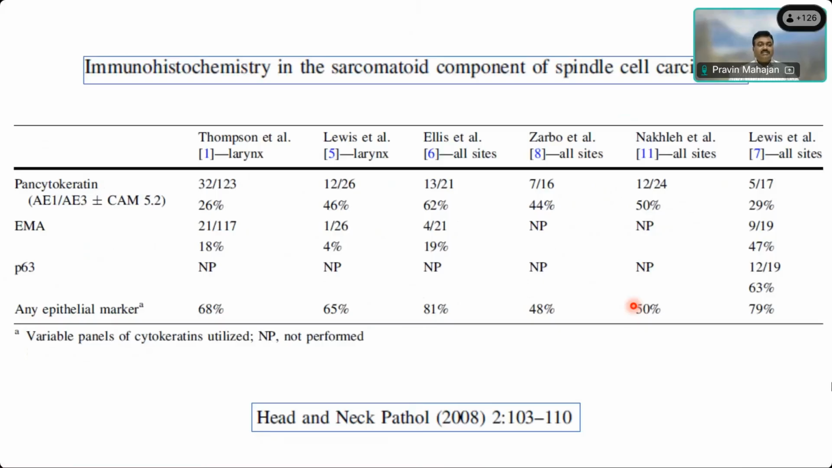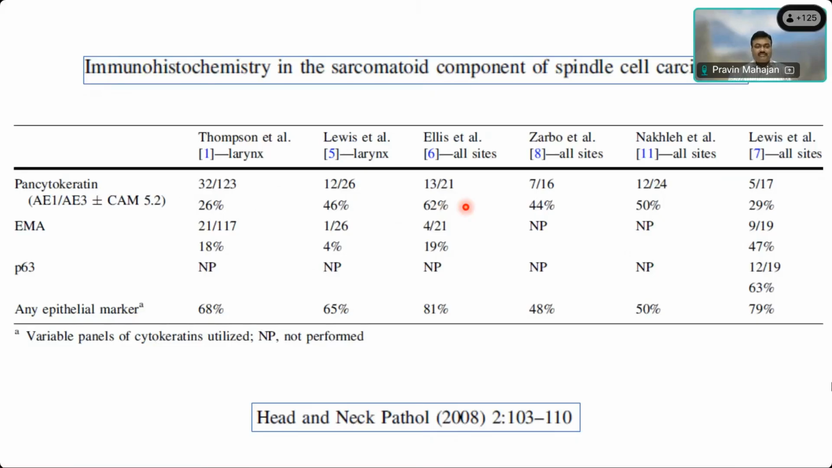About immunohistochemistry, you have to do the pan-cytokeratin markers, even AE1/AE3 or CAM5.2. But if you look at the different studies, you see the positivity of cytokeratin. This first study, by Thompson et al., done on laryngeal tumors, says only 26% of them may express one of these, AE1, AE3 or CAM5.2. And the range is up to 62% for all upper aerodigestive sites. So cytokeratins can be positive only in a range of 26 to 62% of cases.